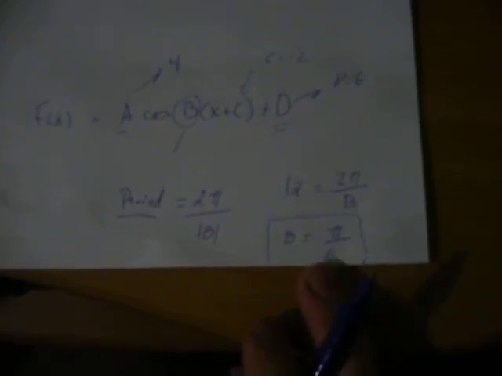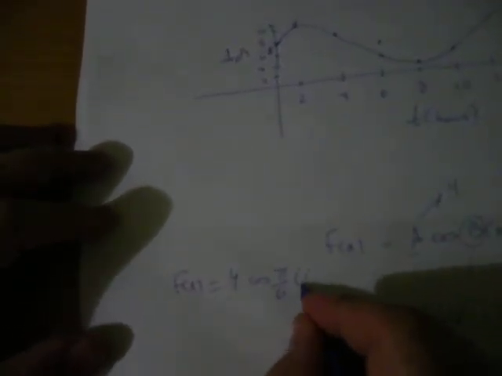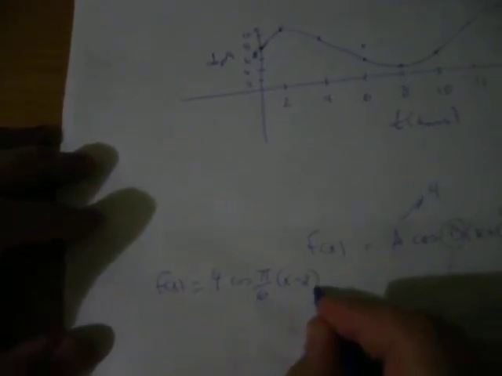Once we have found B, we have completed our equation, so all we are left with is just to rewrite our equation. It's going to be what? f of x equals 4, which was our amplitude, cosine of pi over 6, times x minus 2, plus 6. And that will be the answer that you're looking for in our question.